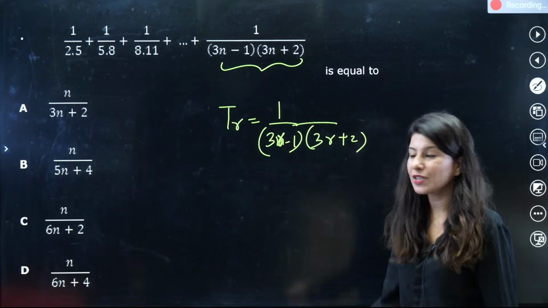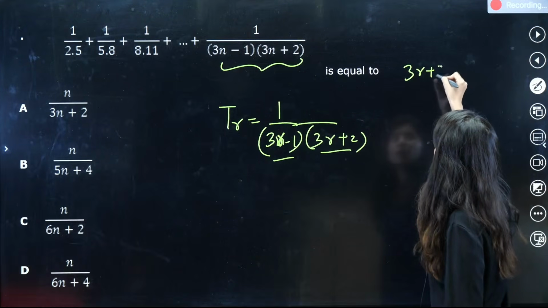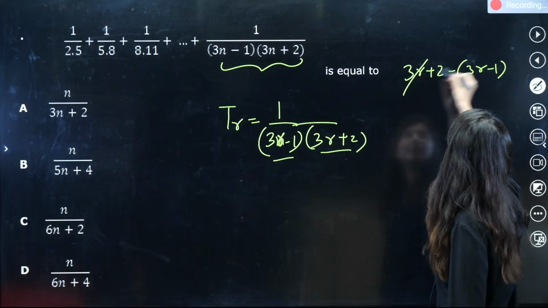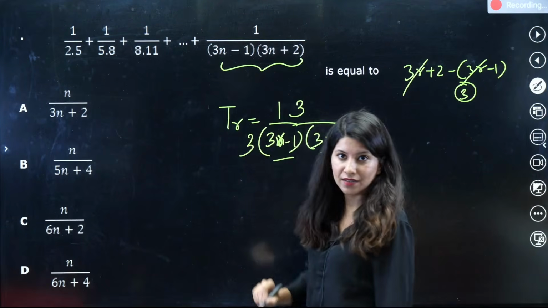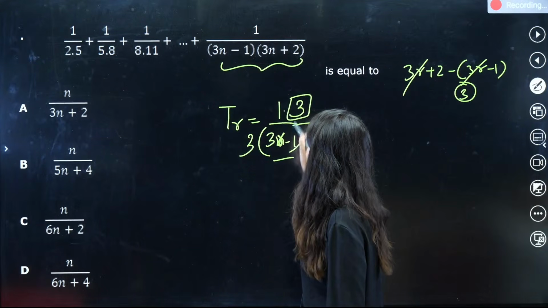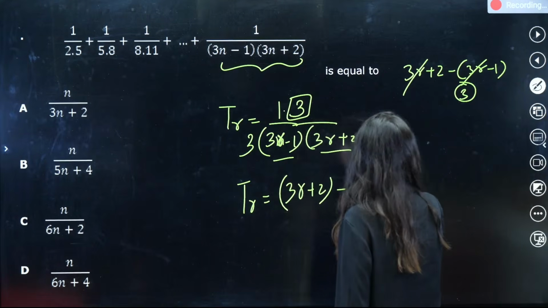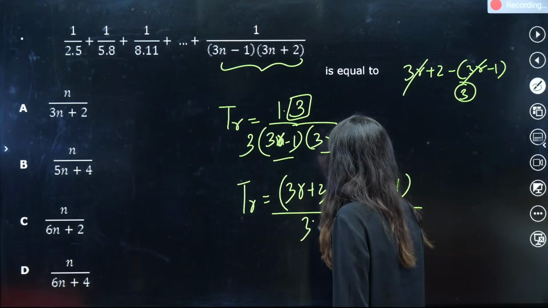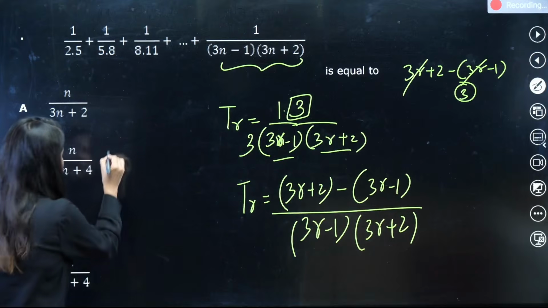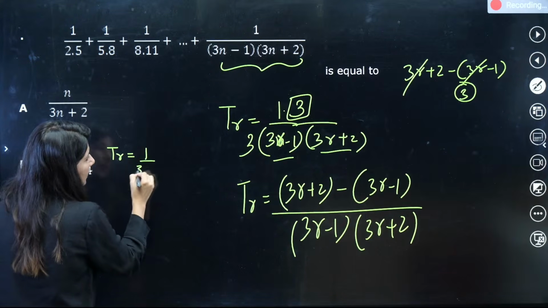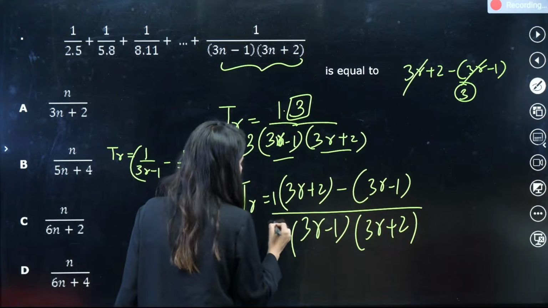What we need to do in such questions is, in the numerator, I have to write the difference of these two. So 3r+2 minus (3r-1). Can you clearly see these cancel, so 3 will be there in the numerator. I want a 3 in the numerator, so 3 by 3. And this 3 now will be replaced by (3r+2) minus (3r-1), whole upon (3r-1) and (3r+2). If you separate it out, what do you get? Tr will be equal to 1 upon (3r-1) minus 1 upon (3r+2). And let's not forget 1 by 3 was already there all the time.